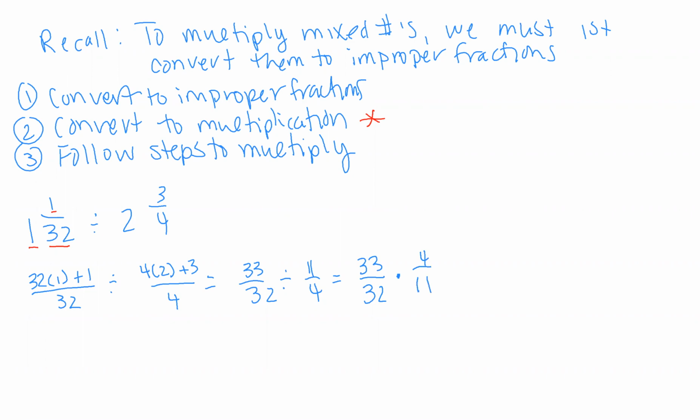All right, want to go ahead and cancel common factors and then multiply. I see right off the bat that 33 and 11 have 11 in common. 11 into itself is 1. 11 into 33 is 3. I also noticed that 4 and 32 have a 4 in common. 4 into itself is 1. 4 into 32 is 8. Multiplying across, I get 3 times 1 for the numerator and 8 times 1 for the denominator. So after a few steps, 1 and 1/32 divided by 2 and 3/4 is really just 3/8.